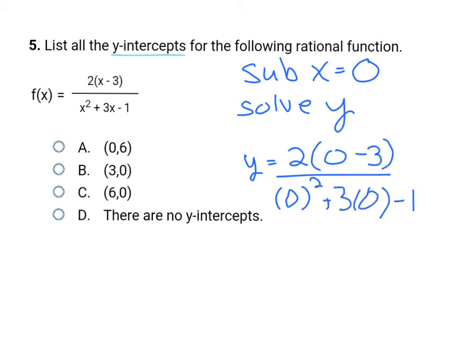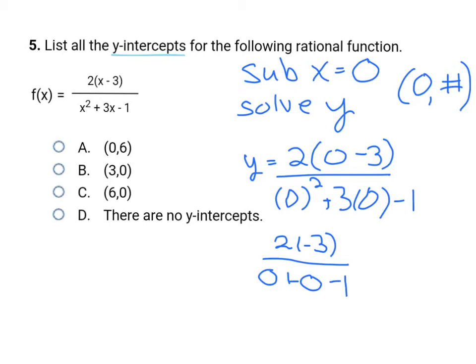And the reason I do that is because when you have the y-intercept, the x-coordinate is always 0, and then you have your number, that's your y-coordinate. So on the top of this fraction, I have 0 minus 3 is negative 3, and then 0 squared is 0, plus 3 times 0 is 0, minus 1. And then continuing to simplify, 2 times negative 3 is negative 6, over negative 1 is positive 6. So that means my y number is going to be 6.